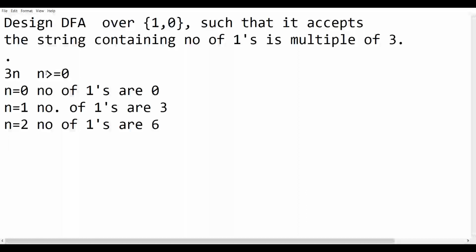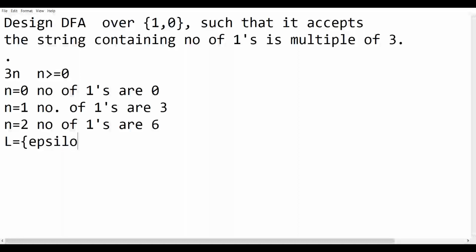There is a restriction on the number of ones, but there is no restriction on the number of zeros. The string may have any number of zeros, placed anywhere. There is no restriction on the position of zeros and ones. The restriction is only that the number of ones must be a multiple of 3. So let us define the language L. As we know, it includes the case of 0 ones as well.